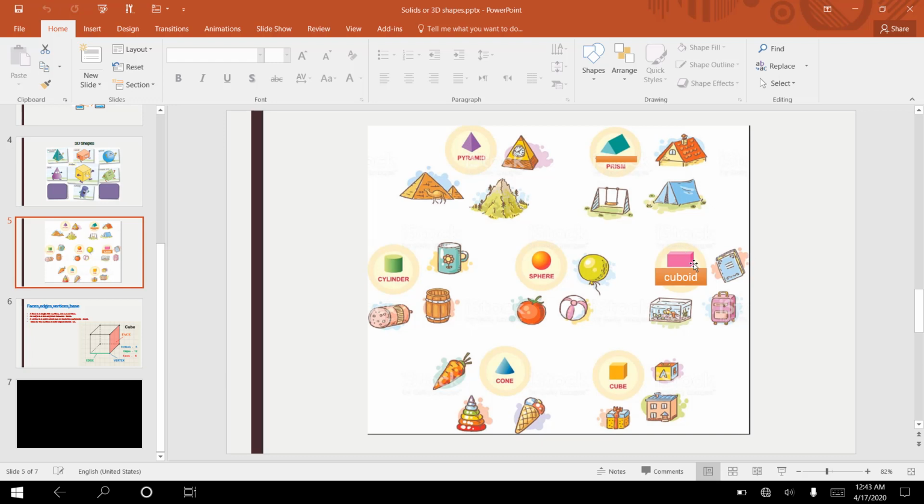What about cuboid? This is a cuboid, this one, and the book is like a cuboid. What about cone? The carrot is like a cone in this shape, and also the cone of the ice cream. What about cube? This is a cube. This house looks like a cube. This gift looks like a cube also. Hope you enjoy our revision for today. Thank you.